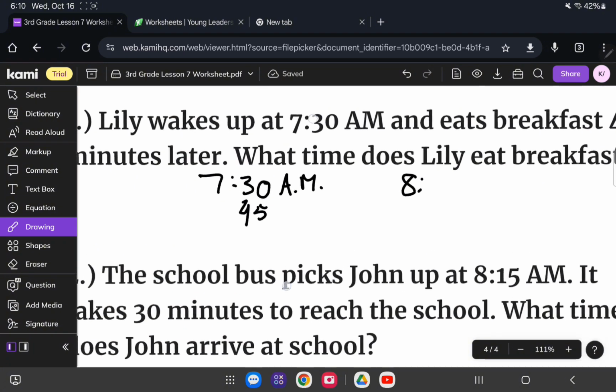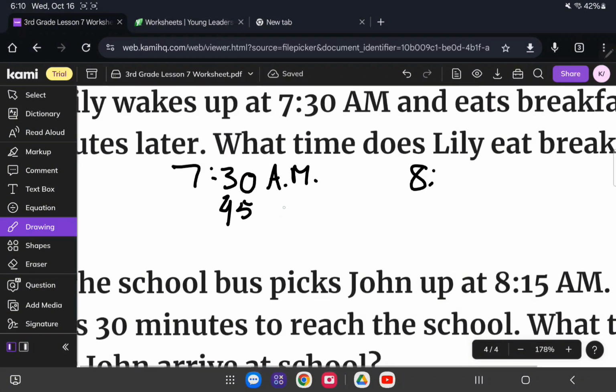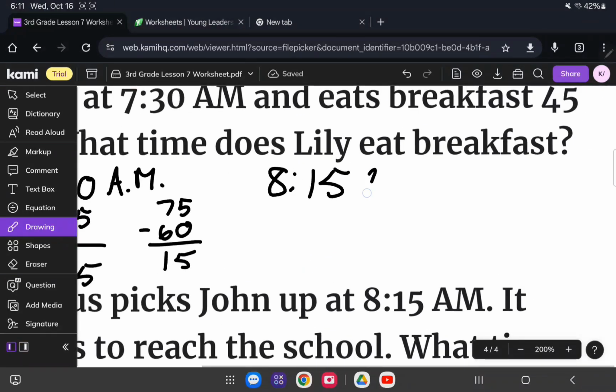And then count how many minutes it is after 60. So when we add this up, it is 75. And 75 minus 60 is 15. So it will be 8:15 a.m. when Lily eats breakfast.